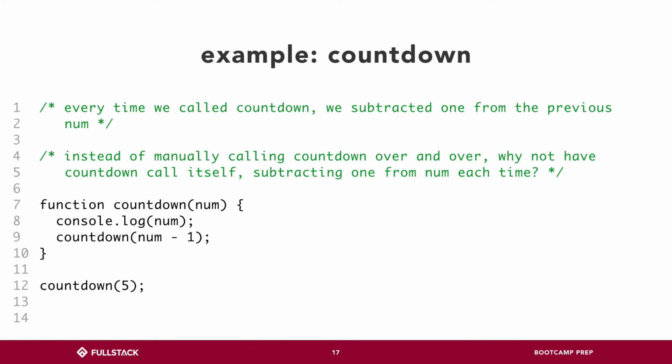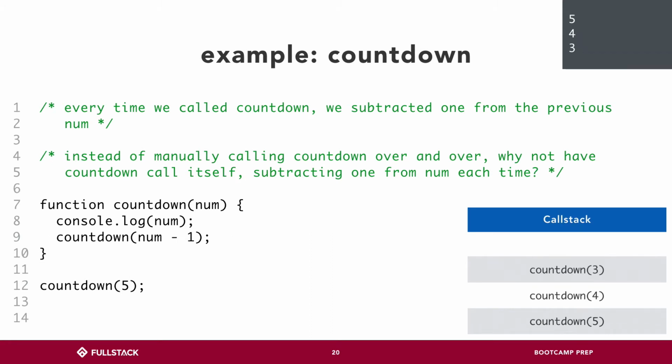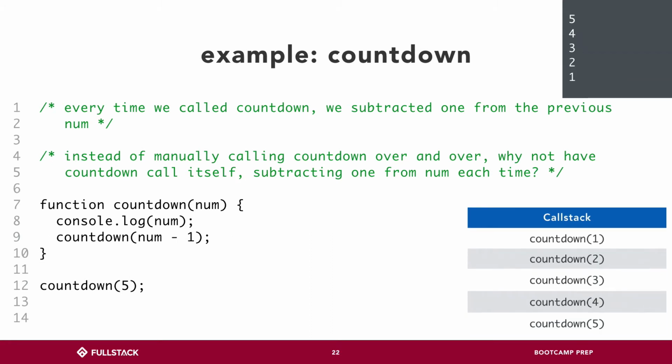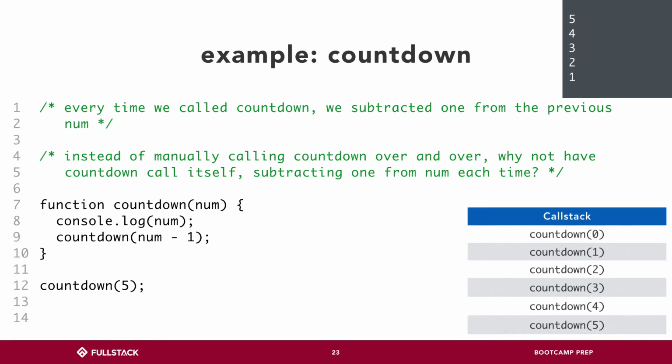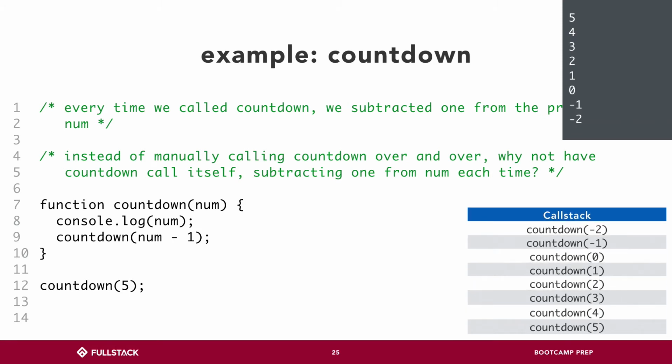And then we call countdown of 5, and here's what we get. Of course, countdown of 5 is on there, and we'll get a 5 out. Countdown of 4 is on there, right? So countdown of 5 is still there because countdown of 5 is not finished. It called countdown of 5 minus 1, which is 4. And we get a 4, 3, 2, 1. Okay, now countdown of 1 outputs 1, and then it's going to do countdown of 0. We'll get a 0. We're not finishing the countdown.